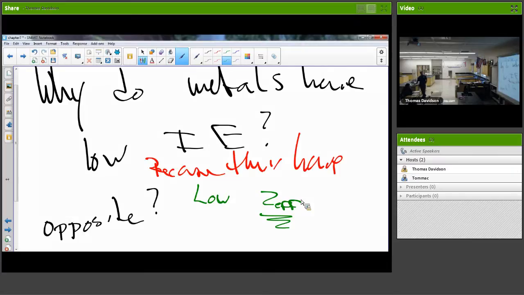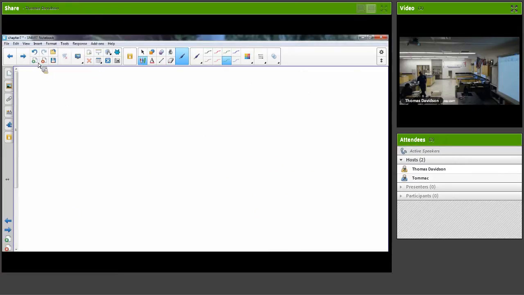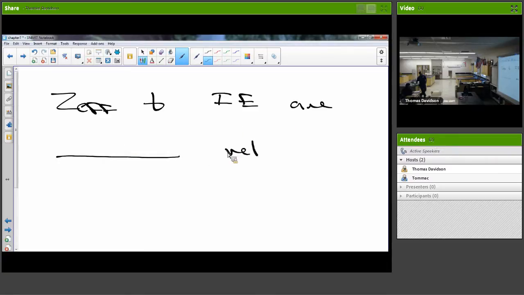But now you get to the nonmetals, and they are opposite. They have high ionization energies because they have a high effective nuclear charge. So yesterday I made you write a sentence that had the relationship between atomic size and effective nuclear charge, right? So Zeff and ionization energy are related. That's a weird looking D, whatever. Am I going to put the word indirectly or directly into this spot? They're directly.